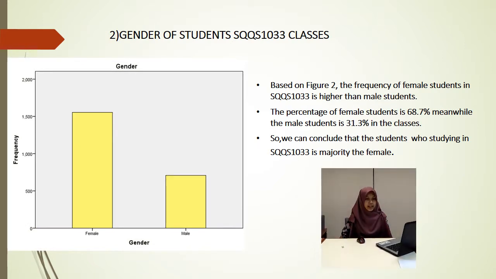Gender of students in SQQS 1033 classes. Based on figure 2, the frequency of female students in SQQS 1033 is higher than male students. The percentage of female students is 68.7%, meanwhile the male students are 31.3% in the classes. So we can conclude that the students who study in SQQS 1033 are mostly female.